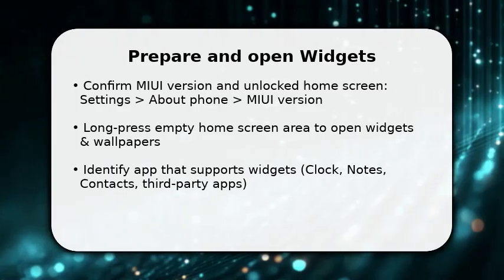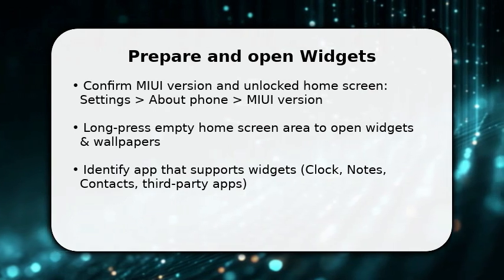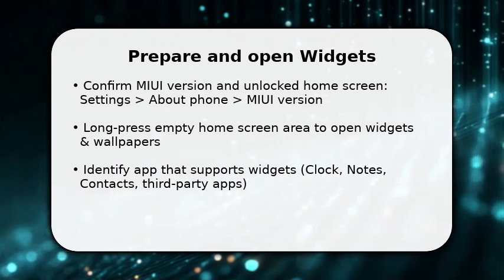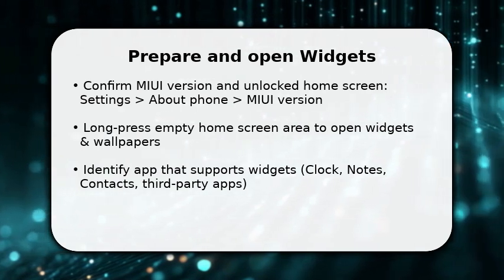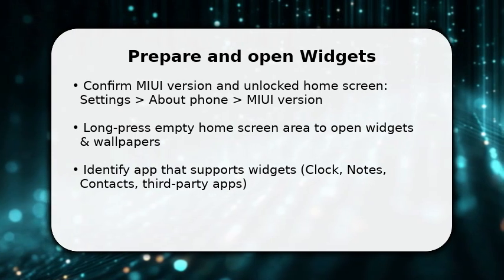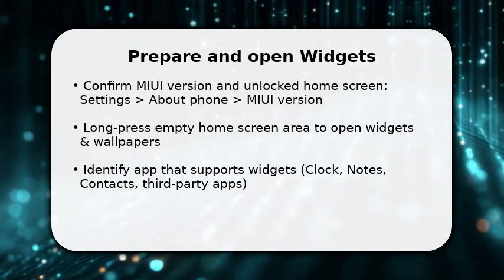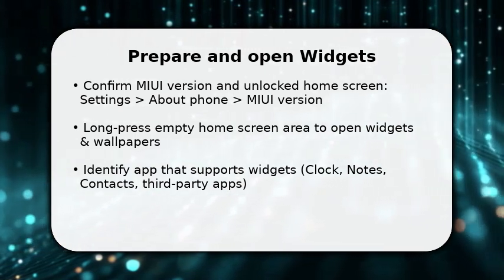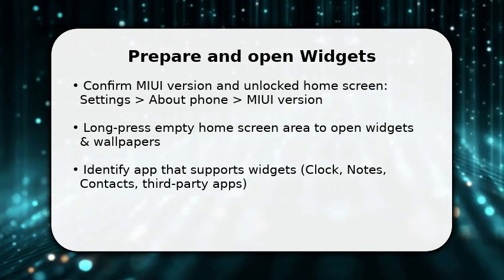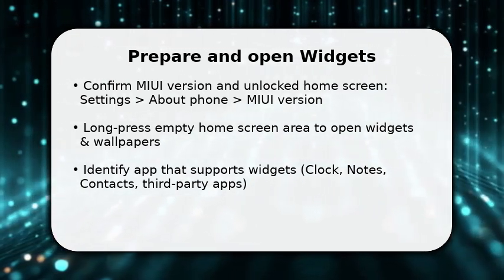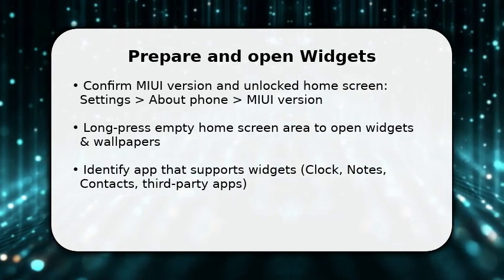You start by confirming the MIUI version and that the home screen is editable. This avoids hidden restrictions. Once done, long press an empty spot on your home screen to open the Widgets panel and wallpapers. Make sure you can see the list of apps that offer widgets, clock, notes, and many third-party apps show options. You do this now because choosing the correct app narrows available widget sizes and settings, saving time before placement.